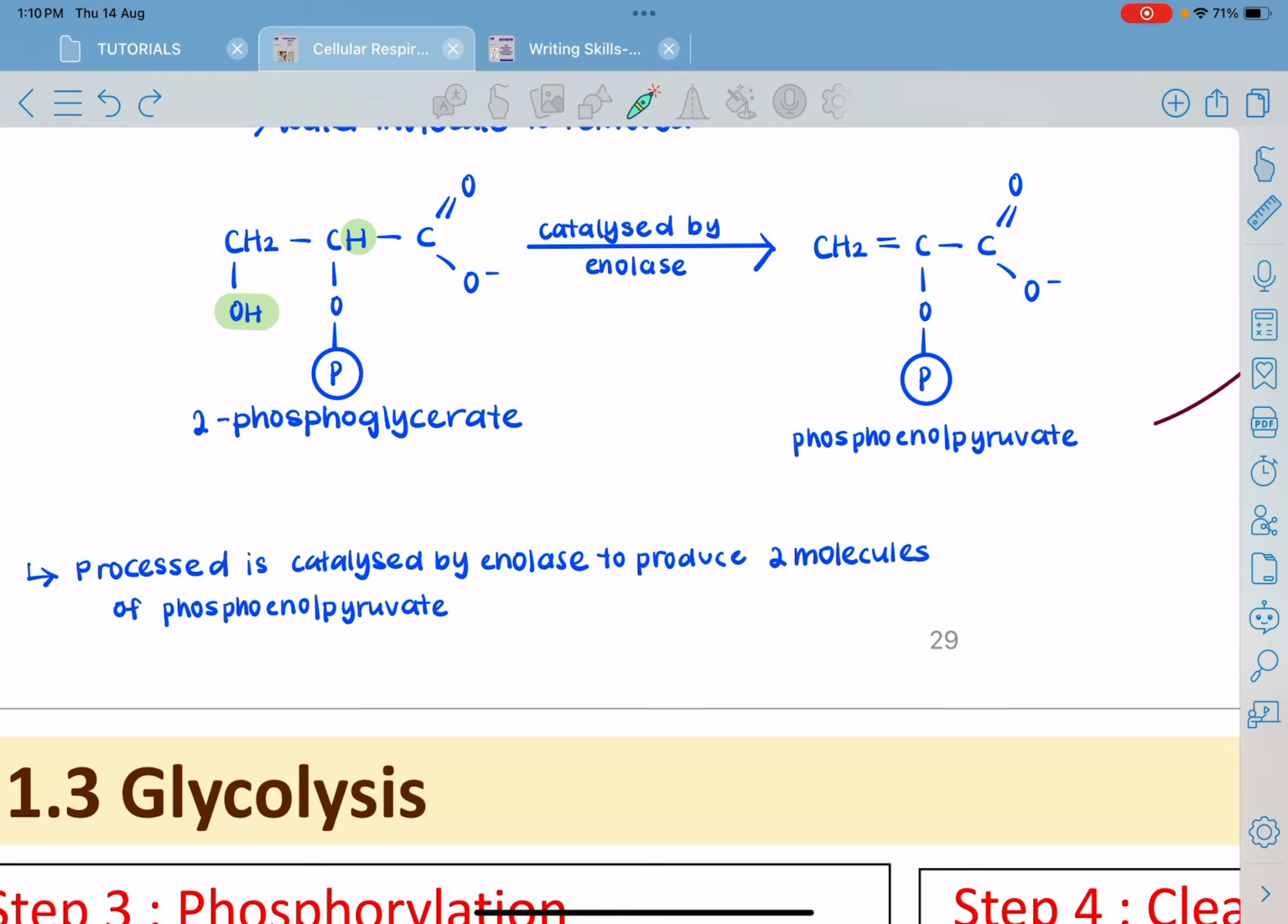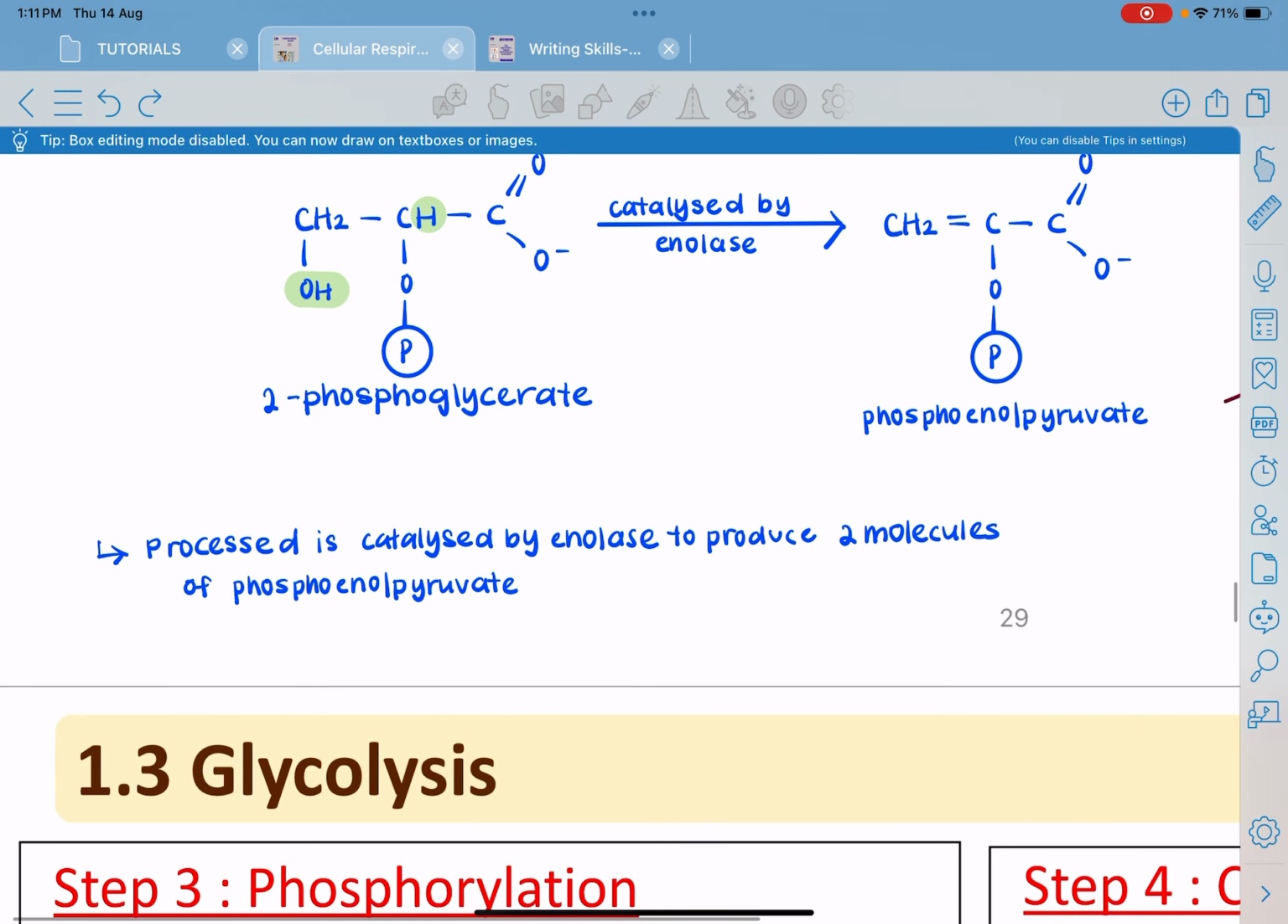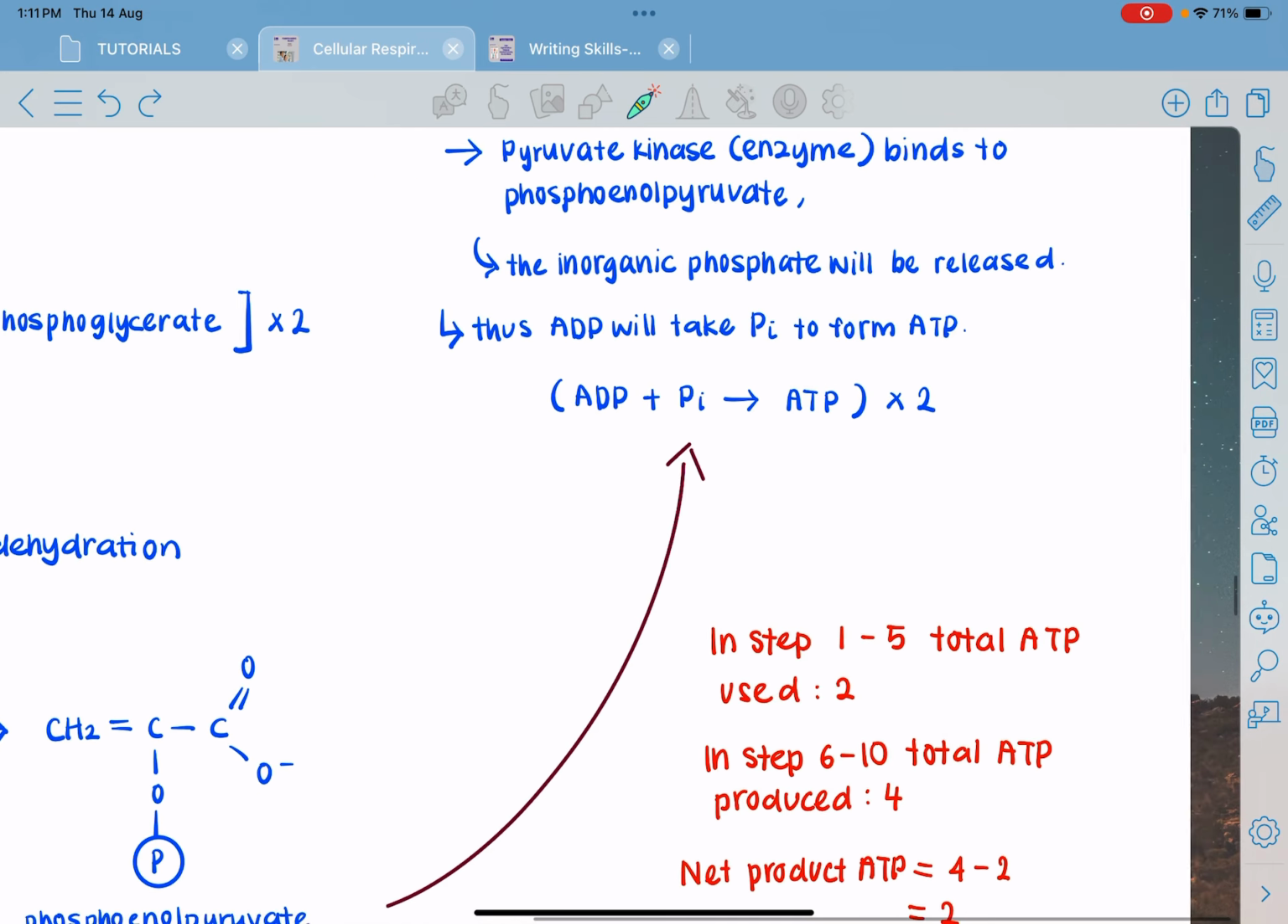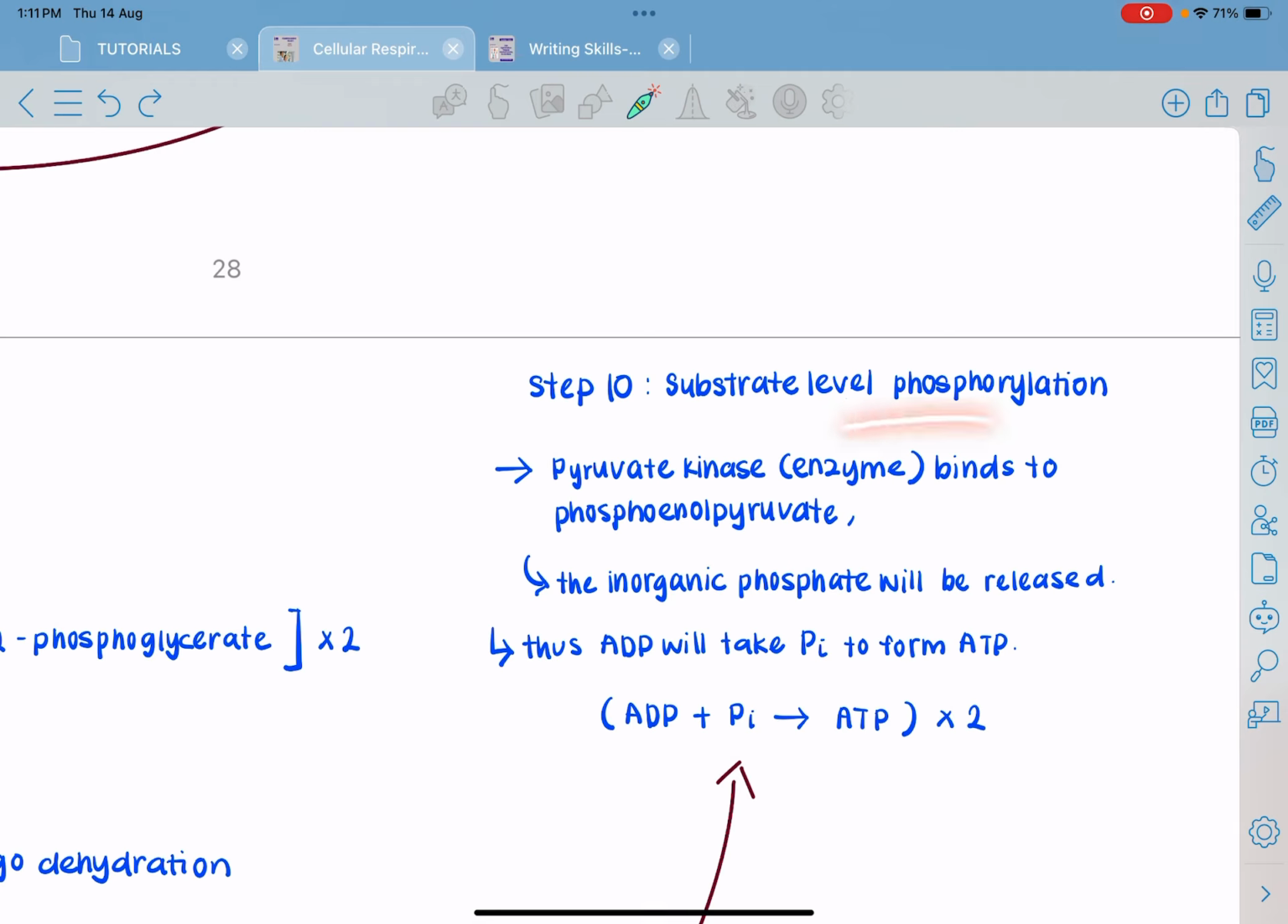Okay, this one we went from 2-phosphoglycerate to phosphoenolpyruvate. This one is the ATP formation that I talked about just now. The process is catalyzed by the same one. We're about to finish, guys. Substrate level phosphorylation. Pyruvate kinase, which is an enzyme, will bind to phosphoenolpyruvate, and then the inorganic phosphate will be released because inside here still has phosphate. We don't want this whole thing. We want pyruvate only. Because if this does not happen, we cannot go through to the link reaction, which is the second reaction.